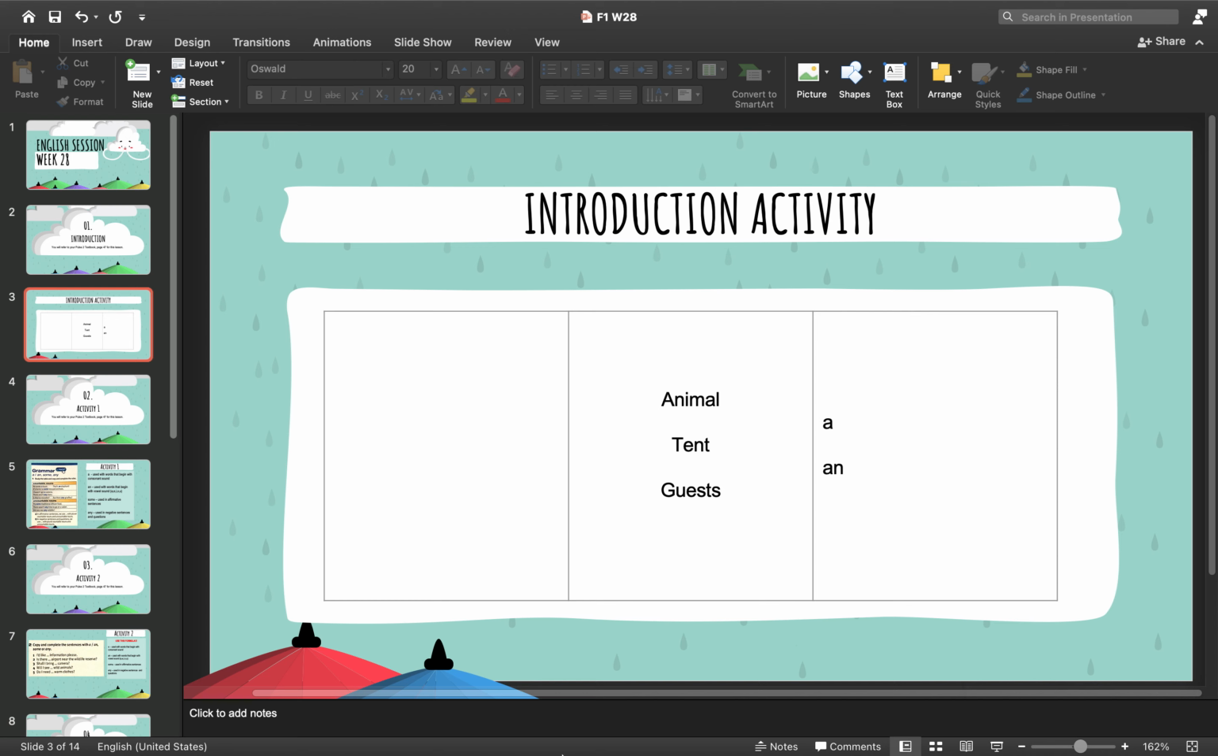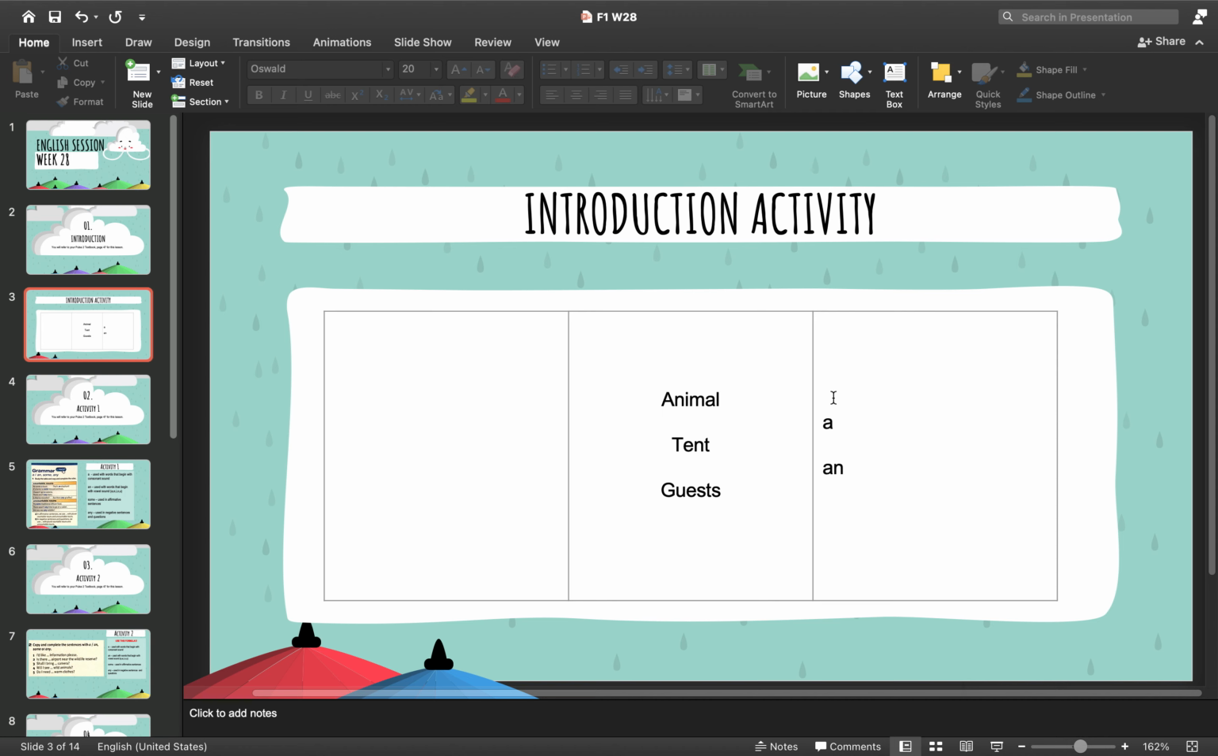Right. As you can see, there are 3 different columns but only 2 are filled with words. Okay. Dekat sini untuk aktiviti pengenalan kamu, kita ada 3 kolom tapi hanya 2 sahaja yang ada perkataan. Okay, in the middle column we have animal, tent and guests. Okay, and in the last column we have a and an.